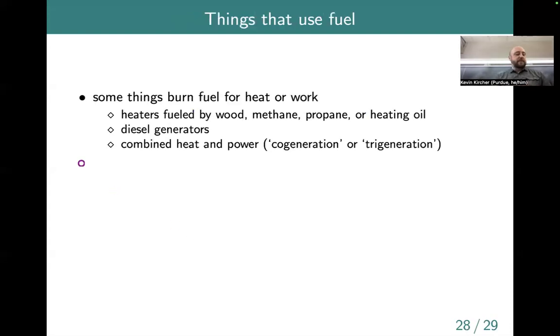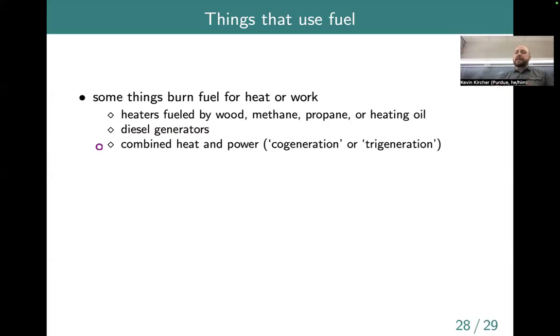Okay, I'm just going to go through these last 2 slides very quickly since we are at time. Right, so some things burn fuel. So this could be backup heaters, it could be furnaces and things like that. Diesel generators are another example of a DER that some people will use. For example, turn on a generator in the basement to reduce power at peak times.